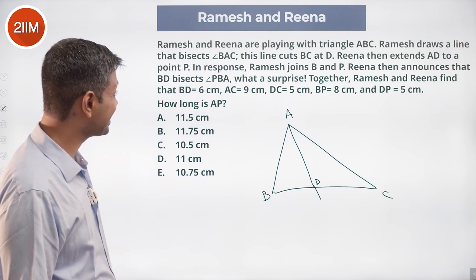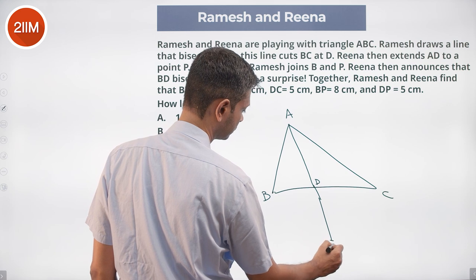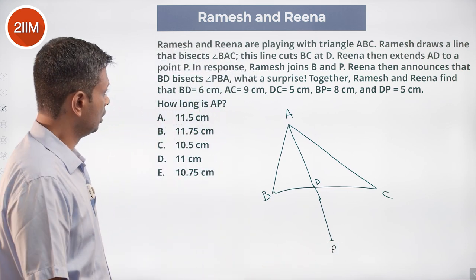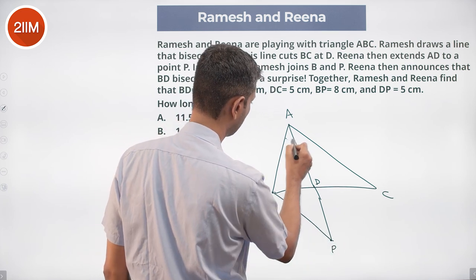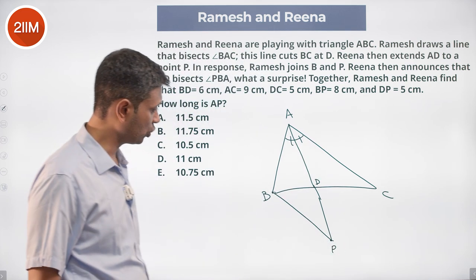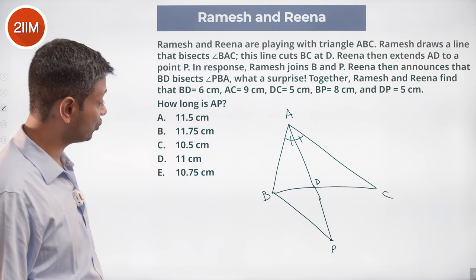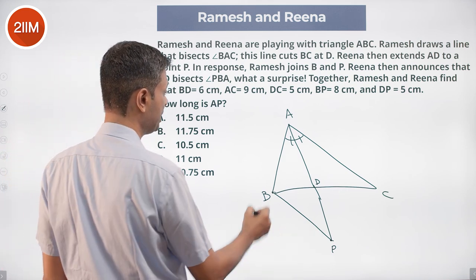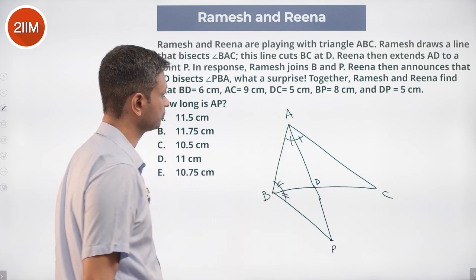Reena then extends AD to a point P. Nice. Ramesh joins B and P. Oh, nice. This is a bisector. Reena then announces that BD bisects angle PBA. PBA is bisected by BD, or this is equal to this.